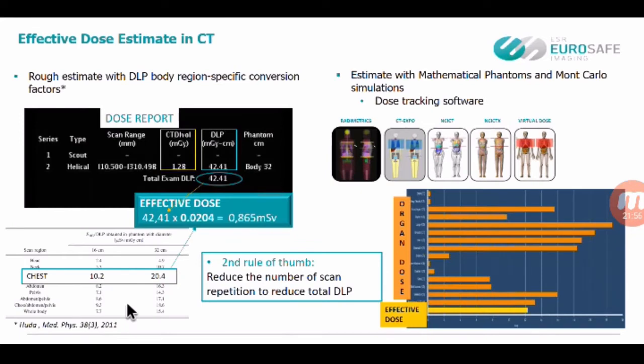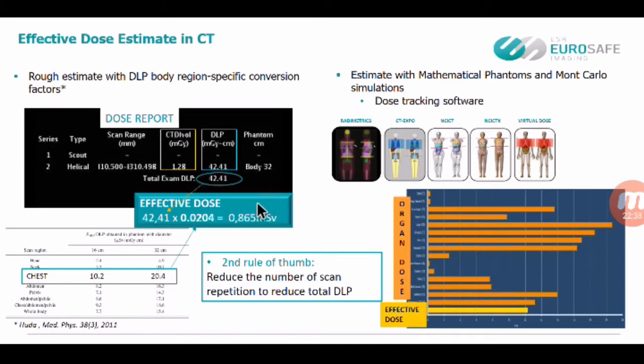Effective dose is not directly measurable in vivo, but we can only estimate it. An easy way for a rough estimate is to take the total DLP from the dose report and multiply it with the region-specific coefficient factor. In this case, here is reported the chest factor. Pay attention that the DLP is displayed for each completed acquisition in the dose report, and is typically summed up for all the acquisitions. So you need to take the total DLP. In this case, they are the same because this is an example with a single scan acquisition.